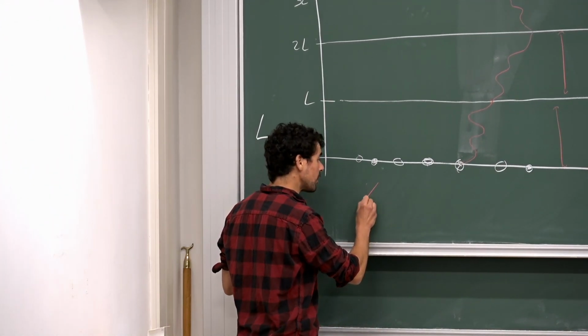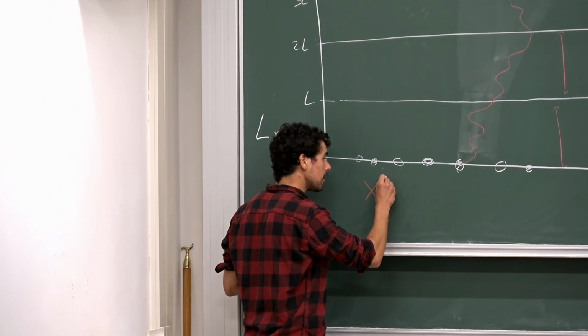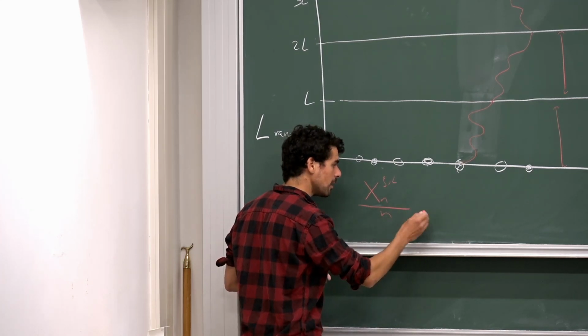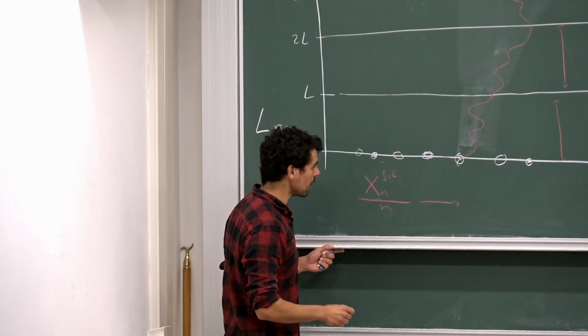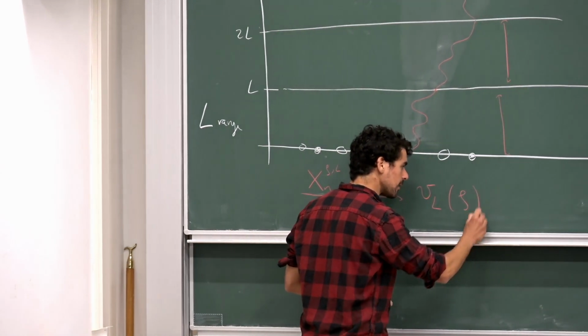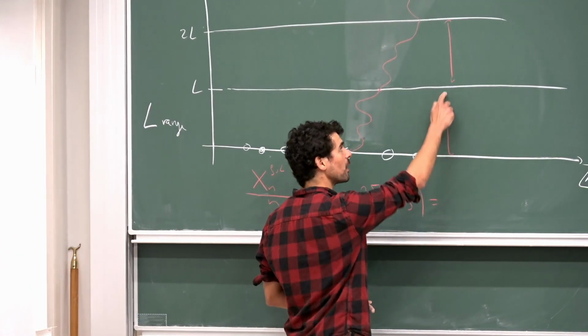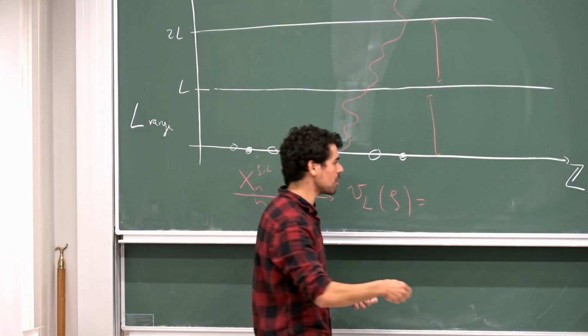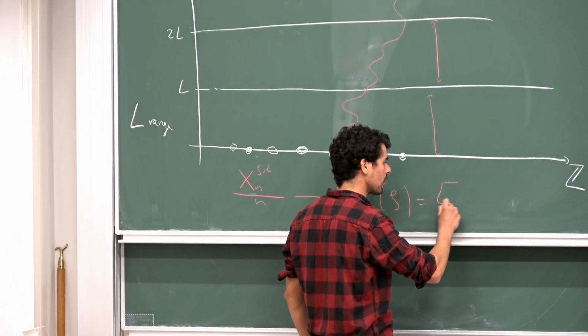What's very easy to prove is that X^{rho,L} at time n divided by n converges almost surely, under any measure, to some speed V_L(rho), and there's even a formula: V_L(rho) is just the expected increment at time L divided by L. Here's the expectation of one term in your law of large numbers.